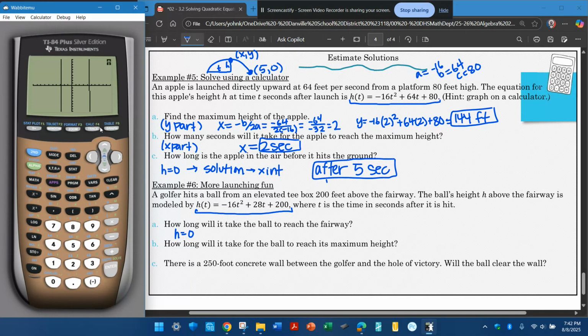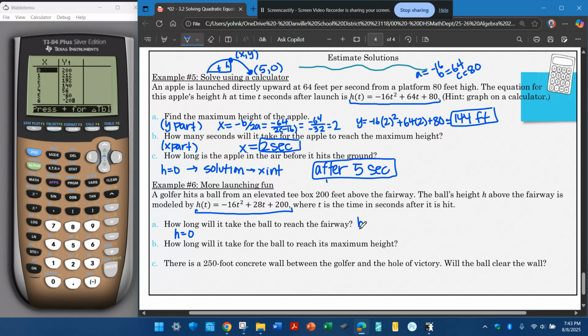So let's go into the table and take a look. It looks like between 4 and 5, at 4 seconds I was at 56, at 5 seconds I was at negative 60. That means that somewhere between 4 and 5 seconds we hit the ground. Between 4 and 5 seconds. I can't spell between. So we couldn't actually say explicitly what the amount of time was, but it was between 4 and 5 seconds.